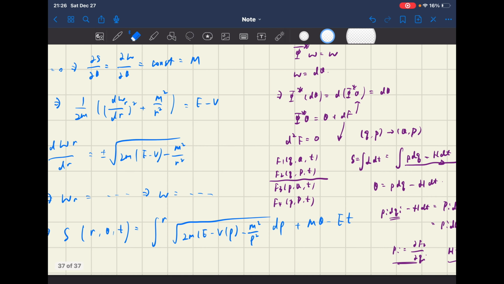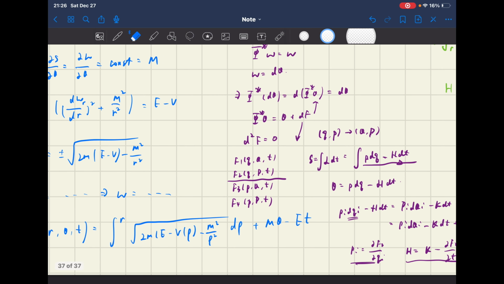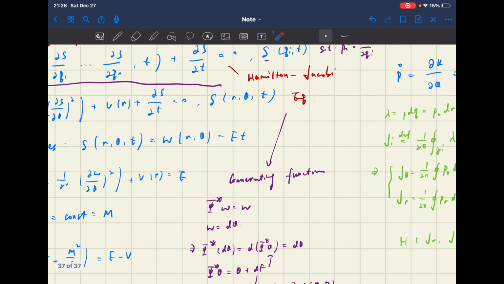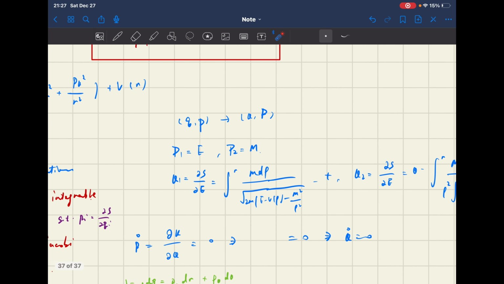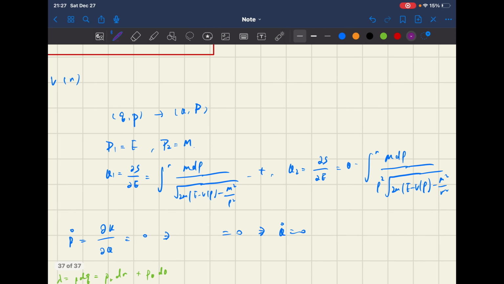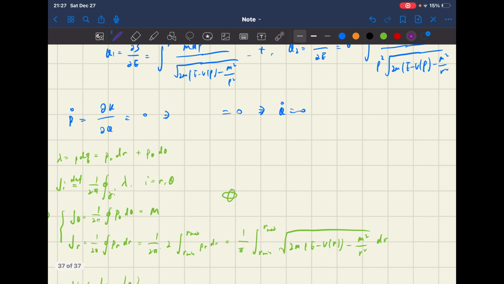Now you have obtained the complete expression for S, and S, as I just mentioned, belongs to a type 2 generating function. So you could observe that we use the conserved quantities m and E in the expression. So m and E are exactly the big P here, the new chosen momenta to be the new coordinates. So big P1 would be E and big P2 would be m. And how would we obtain the new coordinates? It's easy, we just take the partial. The new Q_i would be partial of S over partial of big P_i.